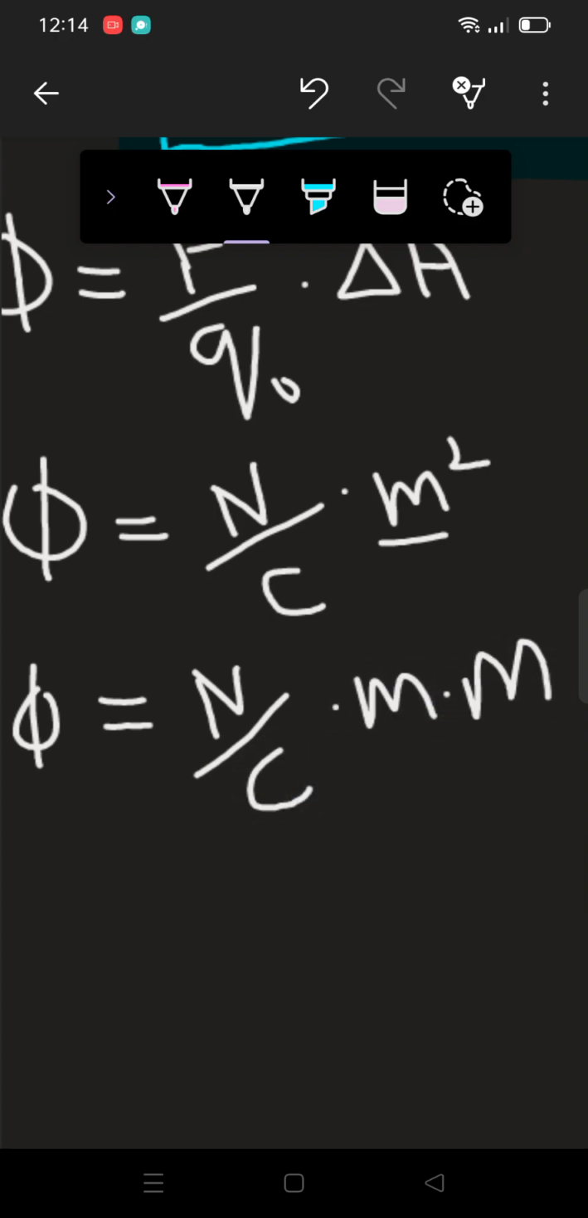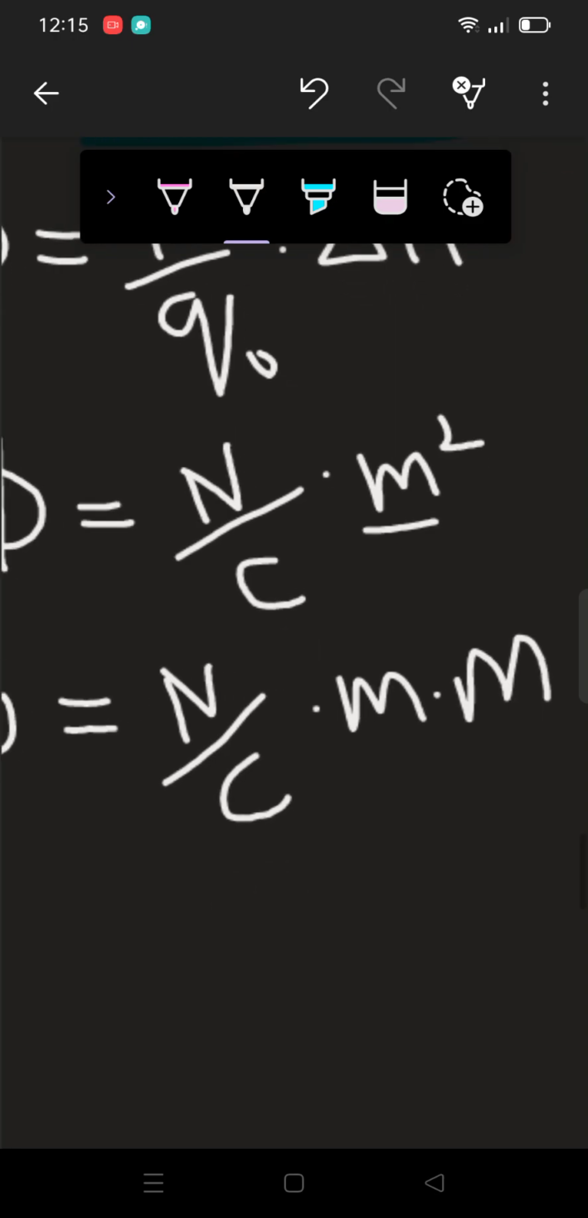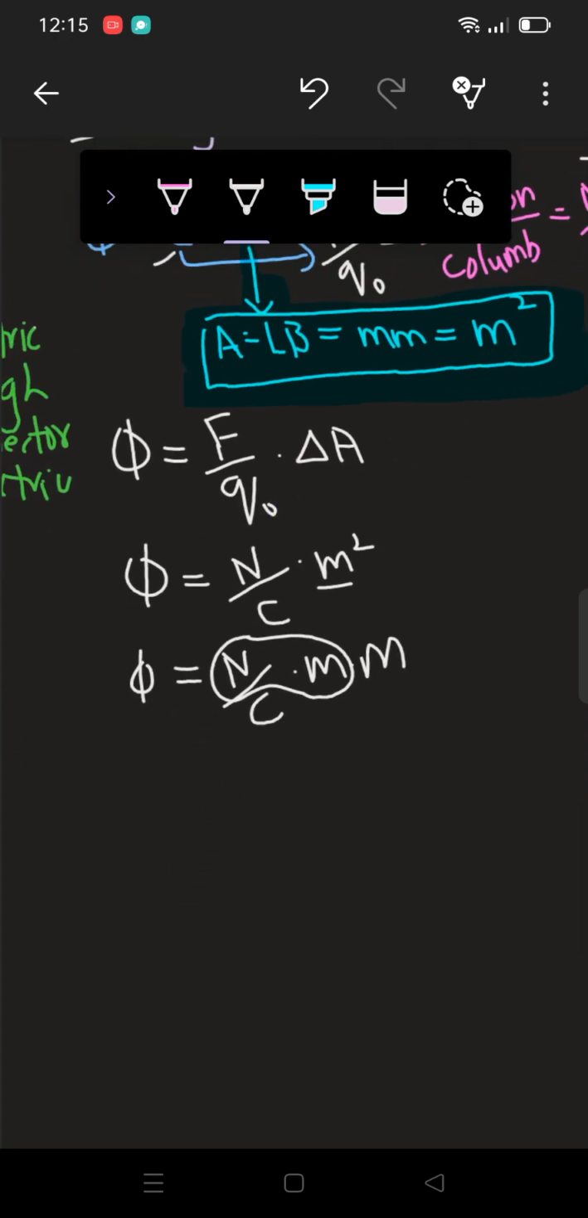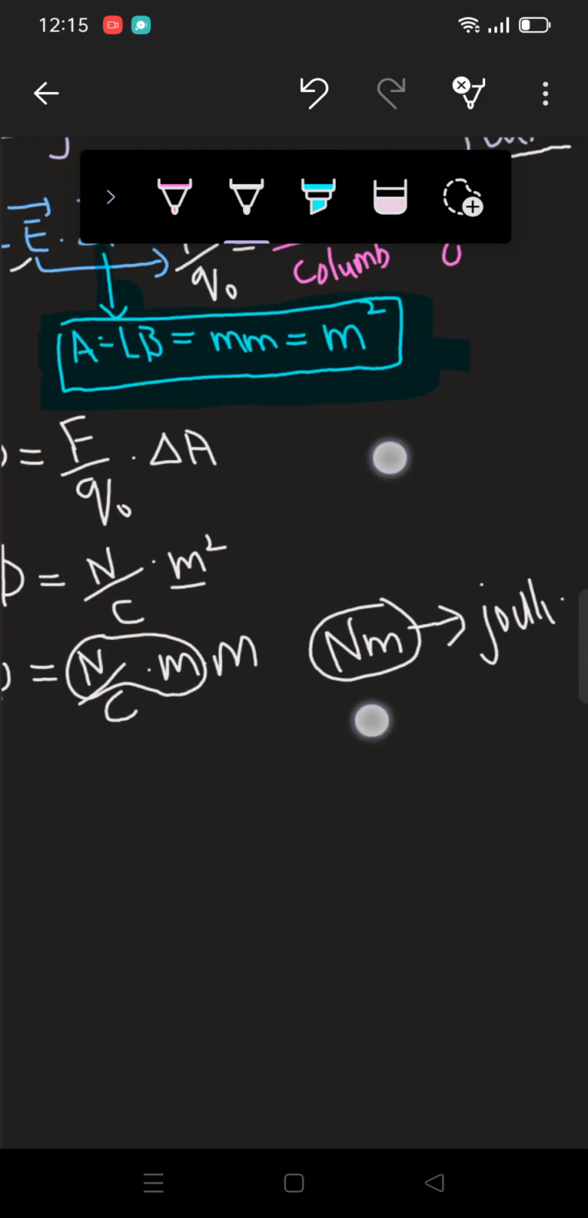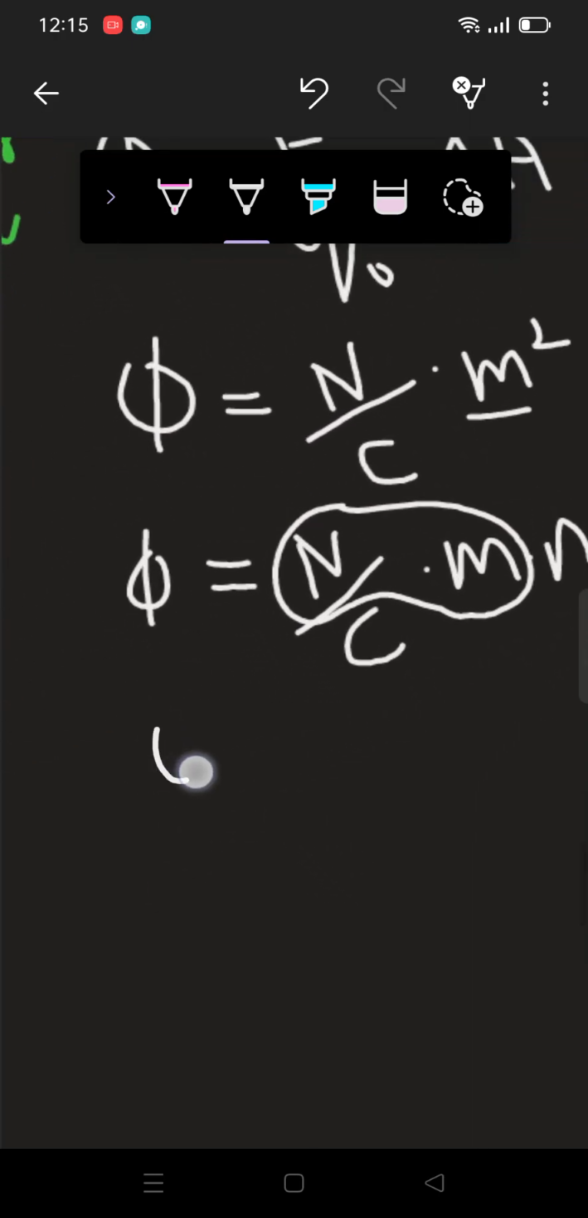It is fine if I write Newton meter into meter, because meter into meter is meter square. Now we know that Newton into meter is equal to joule, which we discussed in work. Work was the dot product of force and displacement, the unit of force was Newton and the unit of displacement was meter, and the final unit of work was joule. So Newton into meter is equal to joule, per Coulomb into one meter remaining.